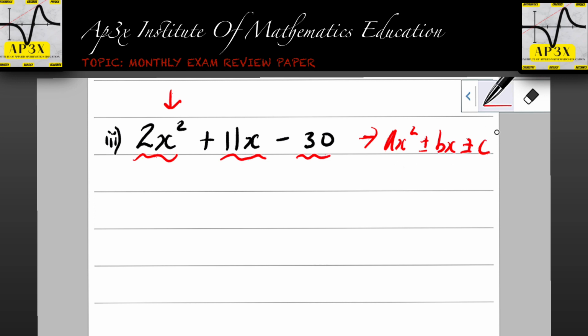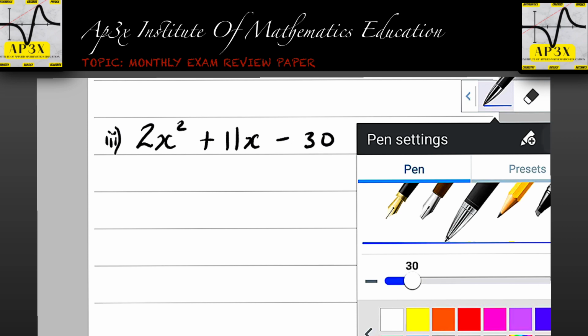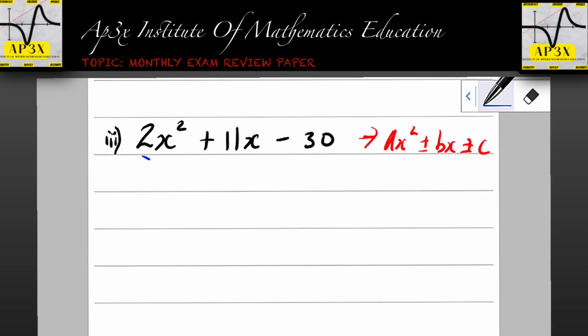And so once we see that, we can therefore go ahead and use the AC method. So what's the AC method here? The AC method here is that we're going to be multiplying the first term by the last term. So that's going to be 2 multiplied by minus 30, and that's equal to minus 60.